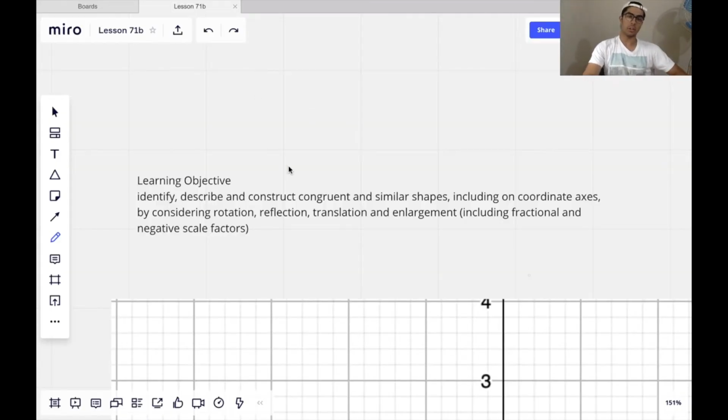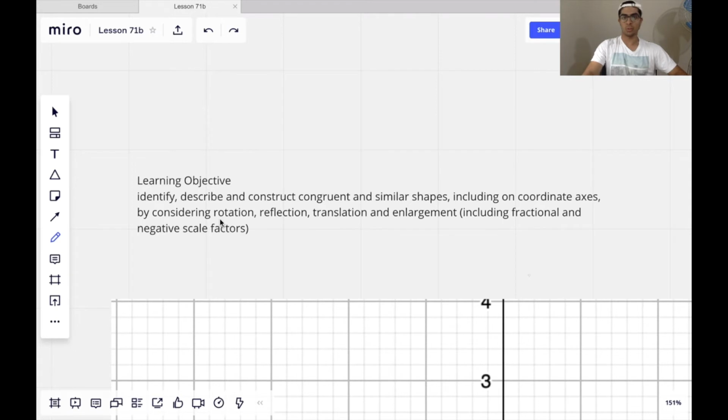So today's learning objective is to identify, describe and construct congruent and similar shapes, including on coordinate axes, by considering rotation, reflection, translation and enlargement, including fractional and negative scale factors. And what this is basically talking about is something we call transformations.